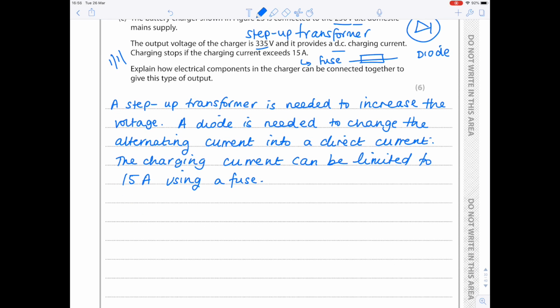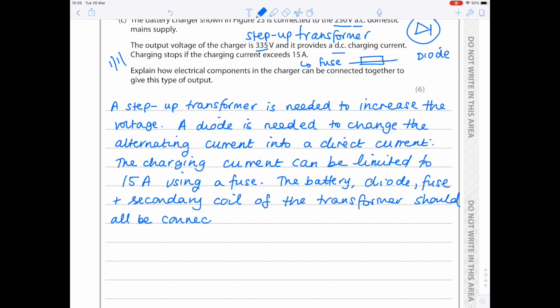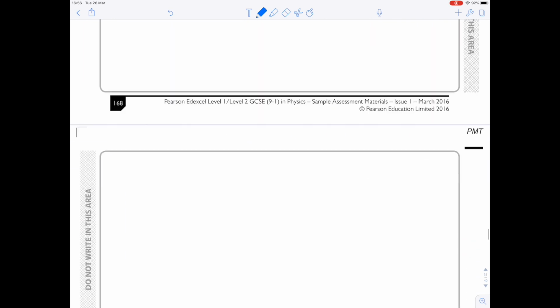Let's talk about how these things are all going to be connected, and that's through the use of a series circuit, so one after another. Really horrible question.